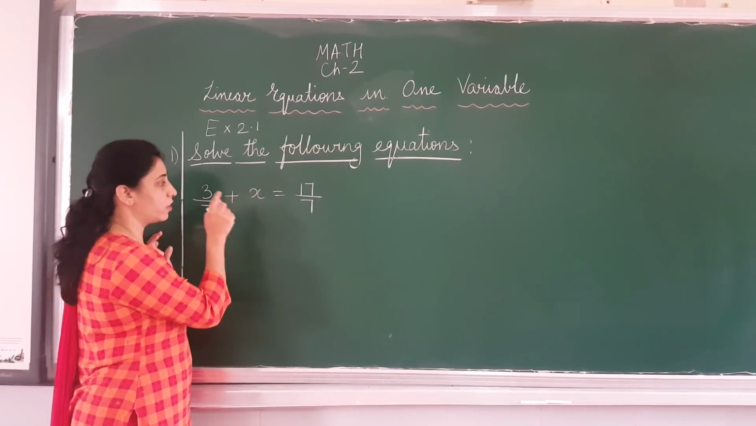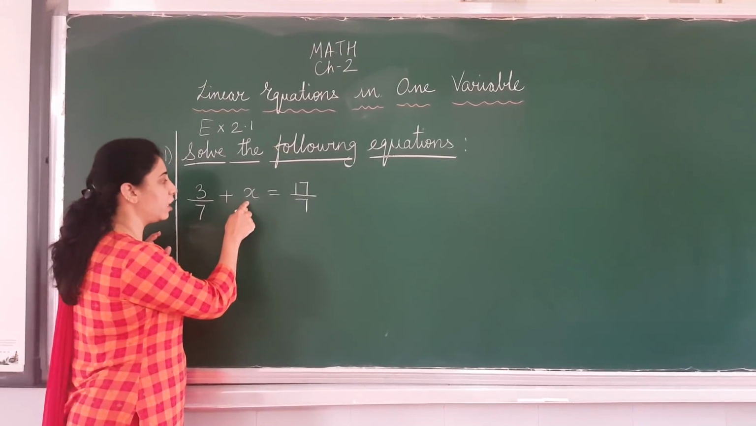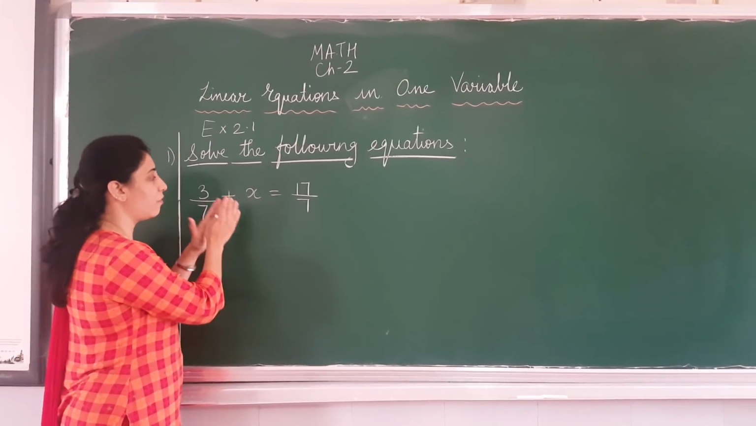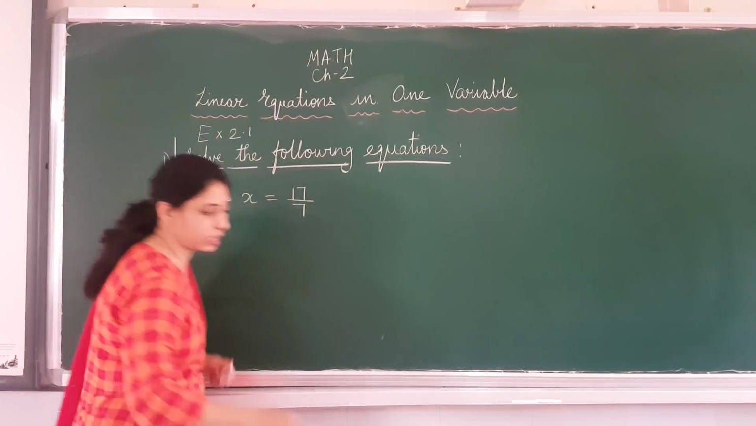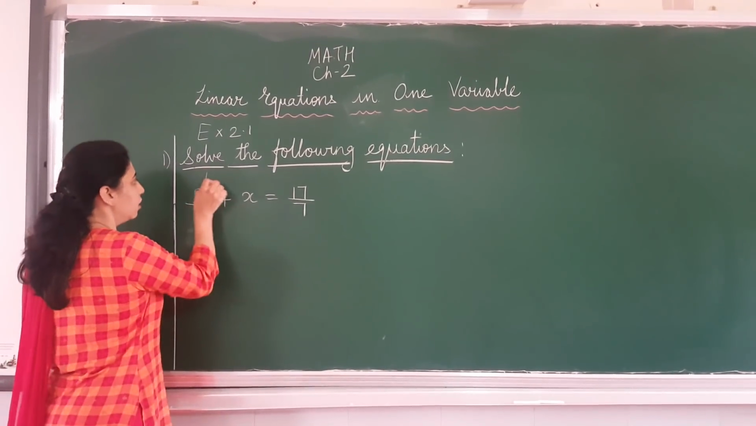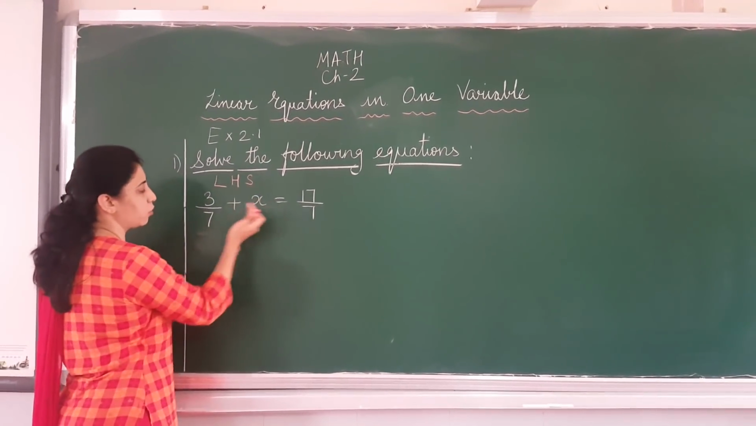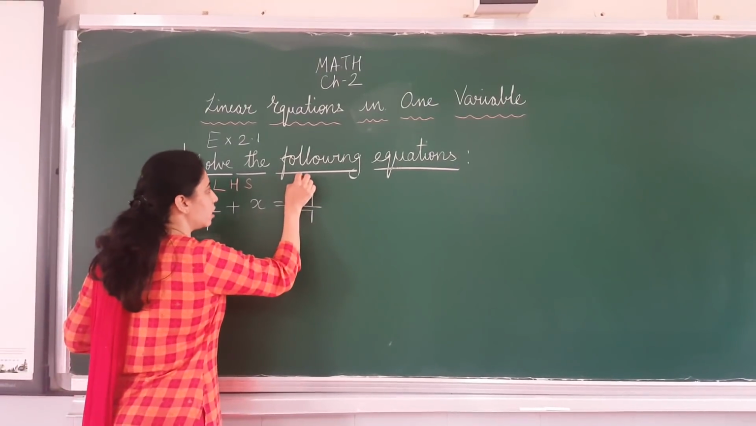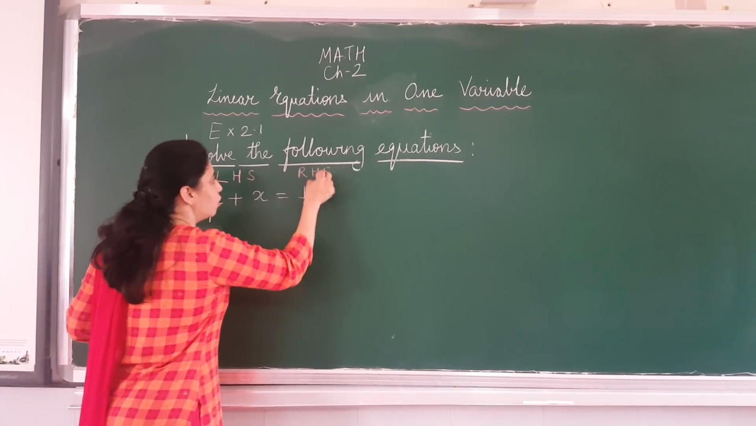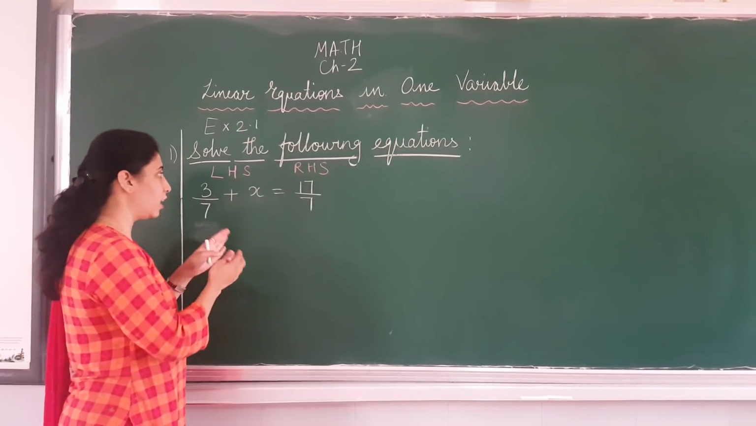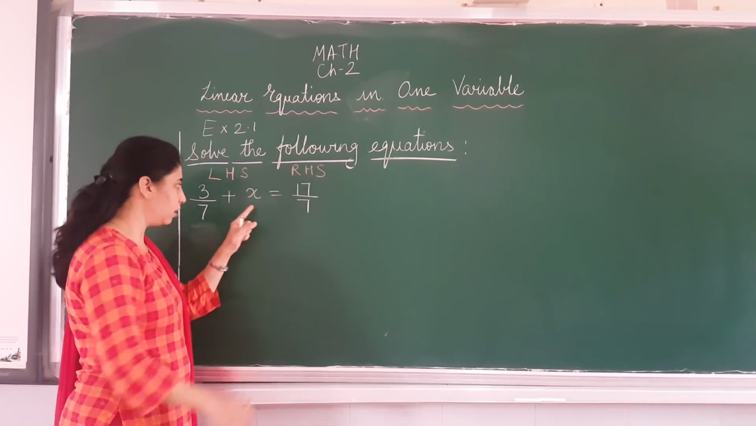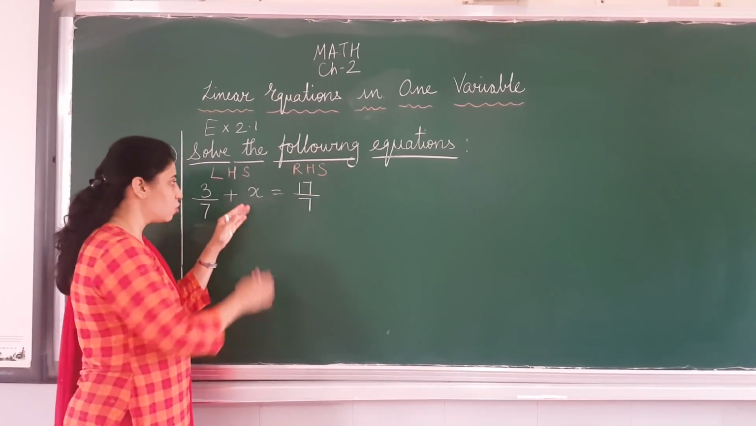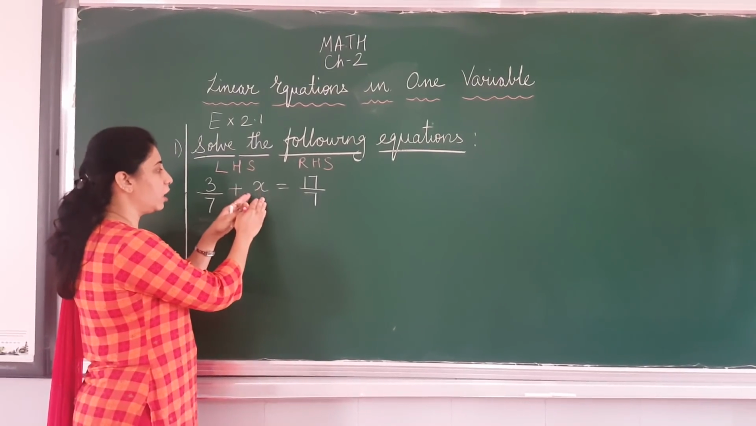First you have to check the variables. Where is the variable? The variable is on the left hand side. First check which is your left hand side. This is your left hand side before the equal to sign, and after the equal to sign is your right hand side. So where is the variable? Is the variable on the left hand side or right hand side? It is on the left hand side.